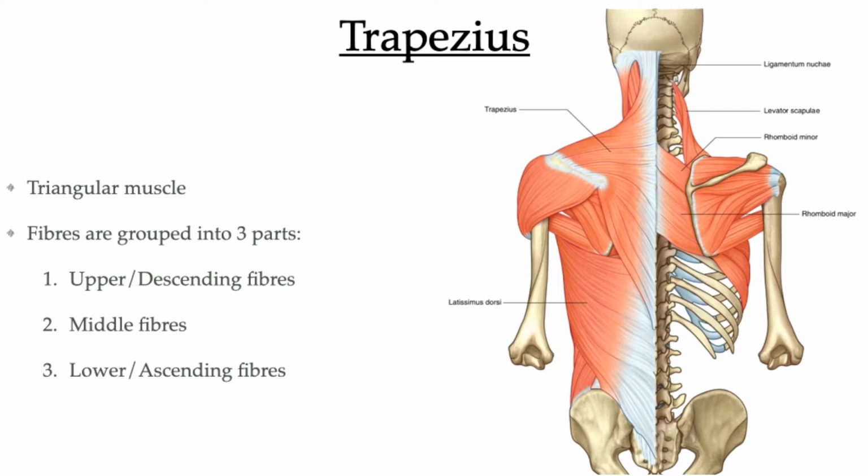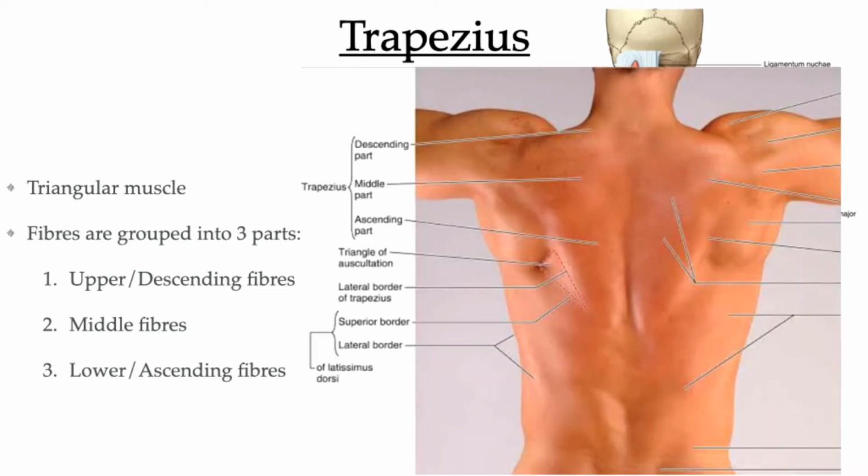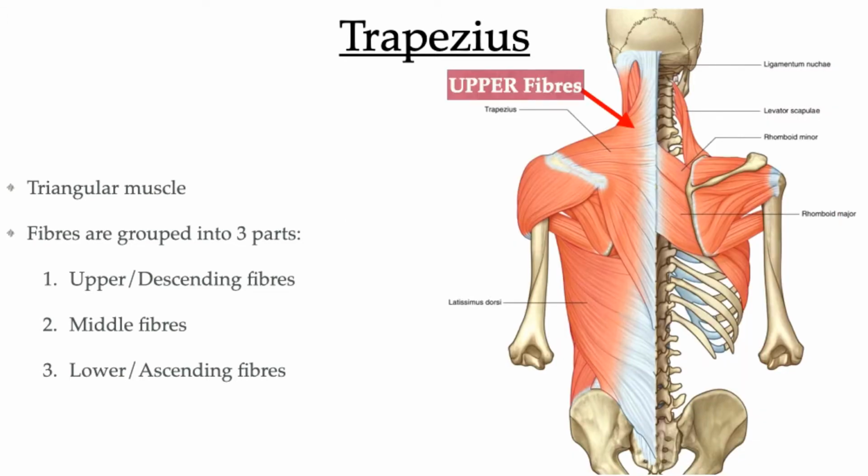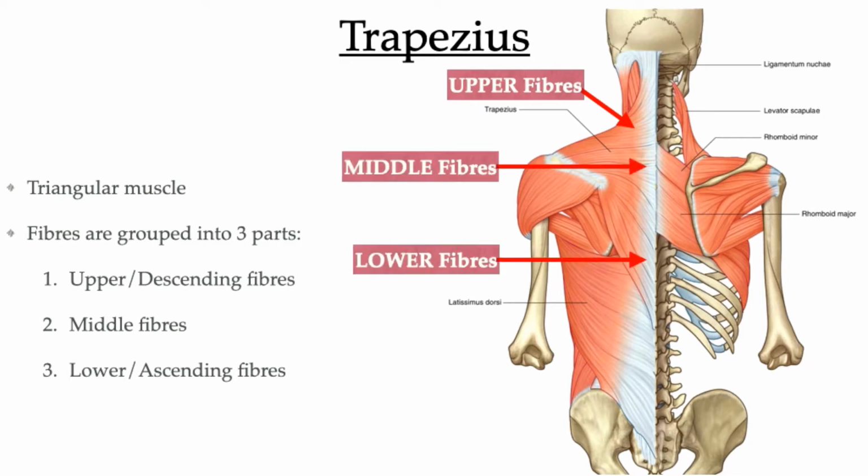Trapezius is so called because of the shape of this muscle, which resembles that of a trapezium. As you can see in the illustration on the right side of the screen, this is trapezium of one side, which is triangular, and this is of the other side. When seen in conjunction, this muscle resembles trapezium. The muscle fibers of this muscle are grouped in three groups. They are upper fibers, which are also called as descending fibers, middle fibers and lower fibers, which are also called as ascending fibers.